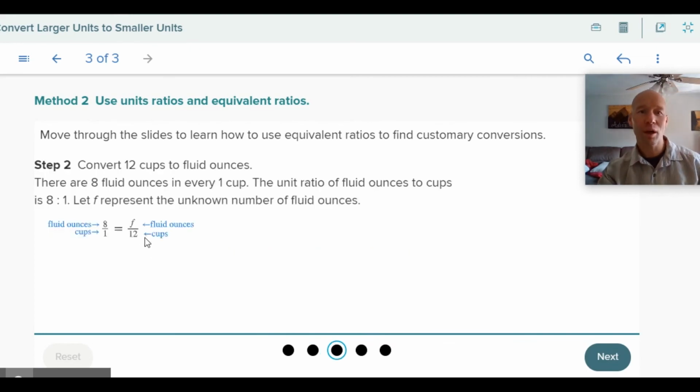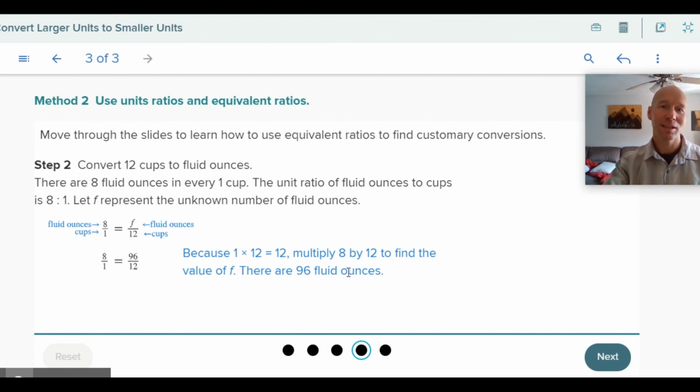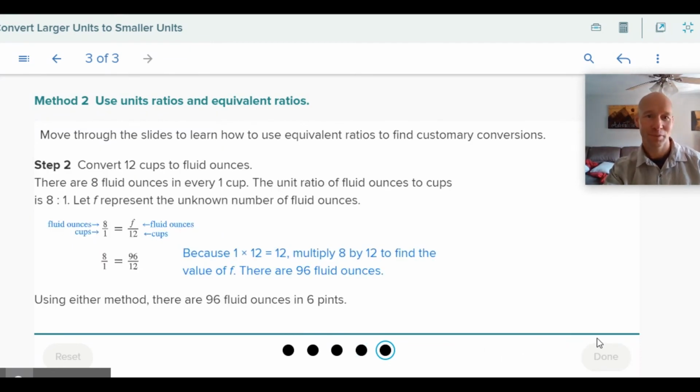So if I know that there are 12 cups in 6 pints, then I can say there are 8 ounces in 1 cup. Then that means that there are F ounces in 12 cups. Well, I can just multiply again. 1 times 12 is 12. So 8 times 12 is 96. And I get 96 fluid ounces in 12 cups, which is the same as 6 pints. Either way, no matter how we do it, we get 96 ounces in our 6 pints.